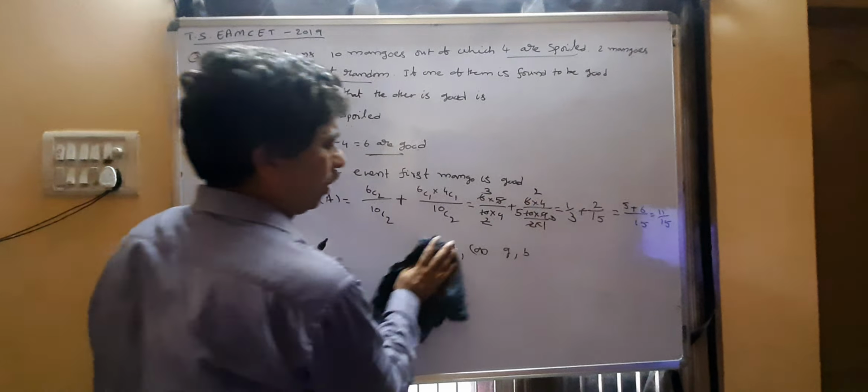N of A we know already: 6C2 plus 6C1 into 4C1. Both are good means 6C2, and 6C2 means 6 into 5 by 2 into 1, that is 15, plus 24. That is 15 by 39, which is 5 by 13, the answer. Copy that problem.